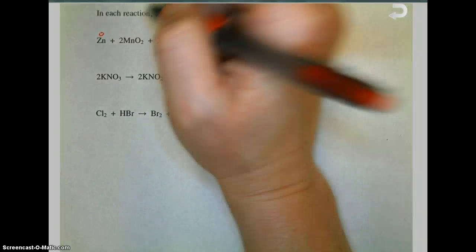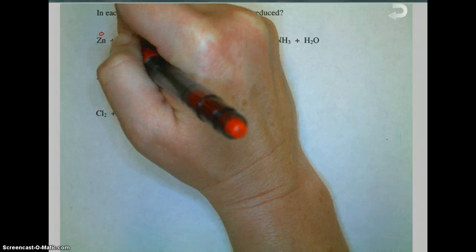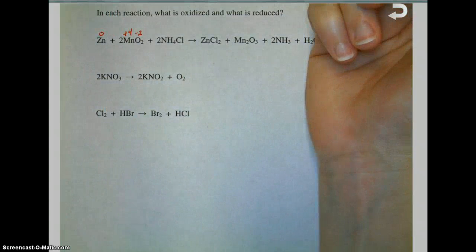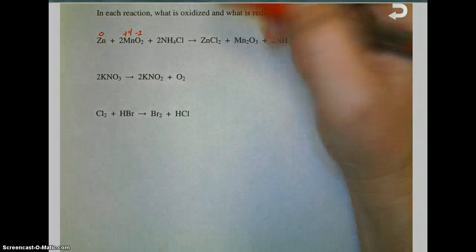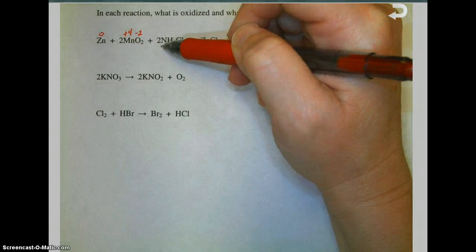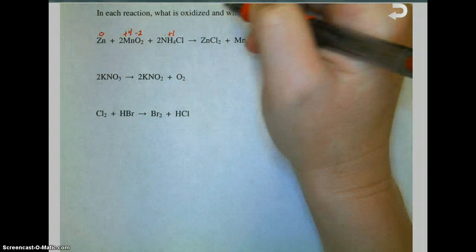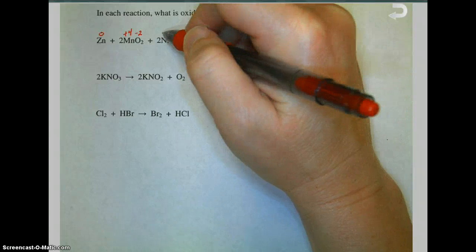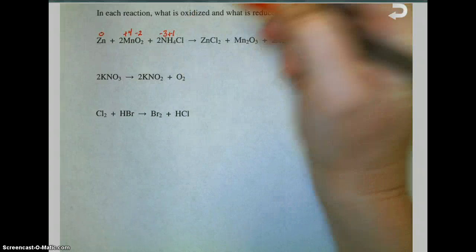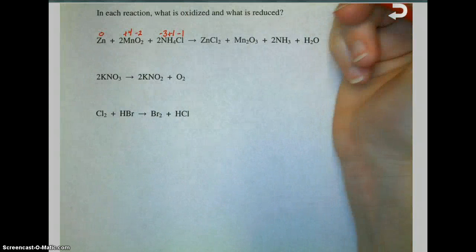The oxygen is -2, so manganese is +4. Don't worry about the coefficients. They don't have anything to do with oxidation numbers. Here, NH4, that's a polyatomic ion. It's ammonium, and the charge is +1. So if each hydrogen is +1, then the nitrogen has to be -3, and the chlorine has to be -1 to cancel the +1.